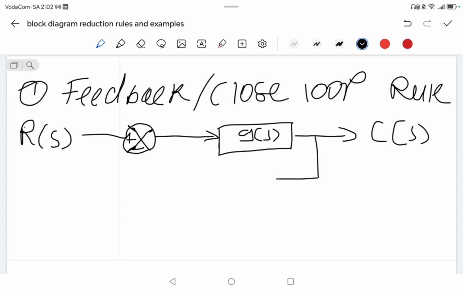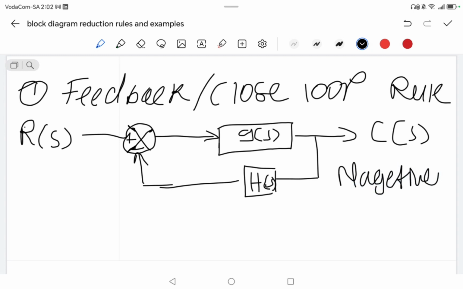Now this is our feedback, right? So automatically you now know that this is a negative feedback or negative closed loop. Why? Because there is negative here. Then how do we reduce this circuit? Because the main idea of this video is to teach us the reduction rules. So why do we need reduction rules? So that we can reduce our circuits into simpler circuits, right?